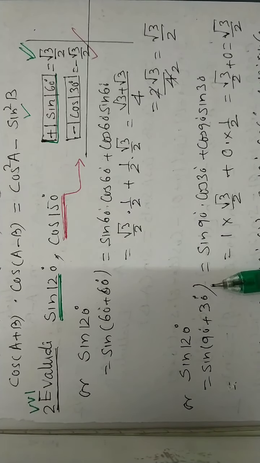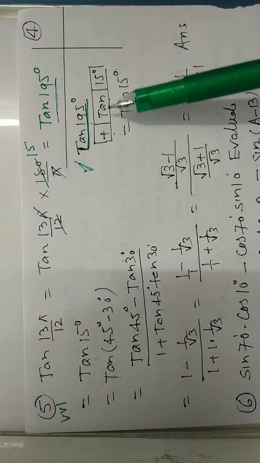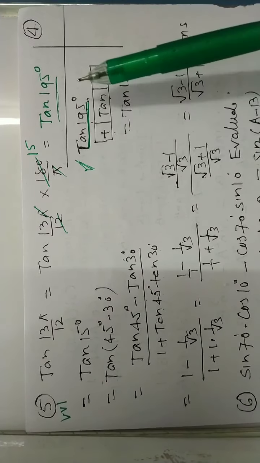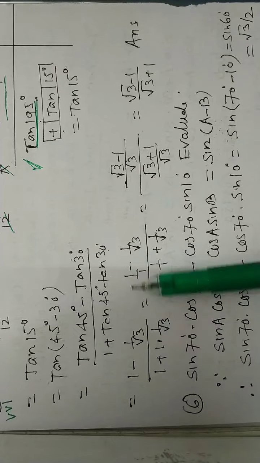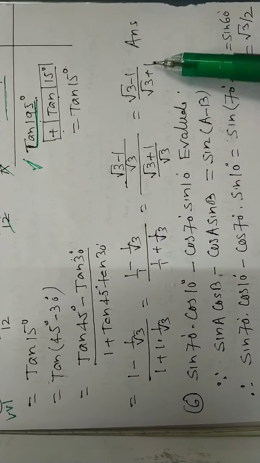Next, sin 13 pi by 12. Convert this to degrees: 195. 195 belongs to the third quadrant, where tan is positive. Write positive, tan remains tan. 195 deviates from 180 by 15. Now tan 15 you have to find out. Tan 15 is equal to tan(45 minus 30). Use the tan formula, (tan A minus tan B) over (1 plus tan A tan B). Put the values, simplify to get the answer.